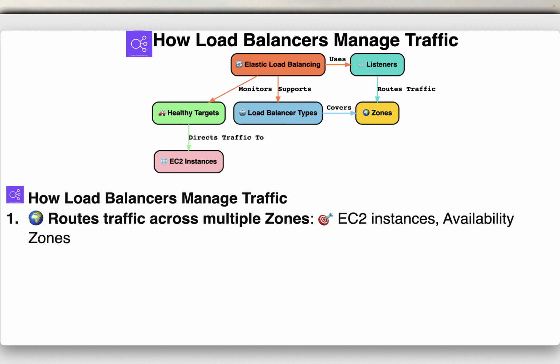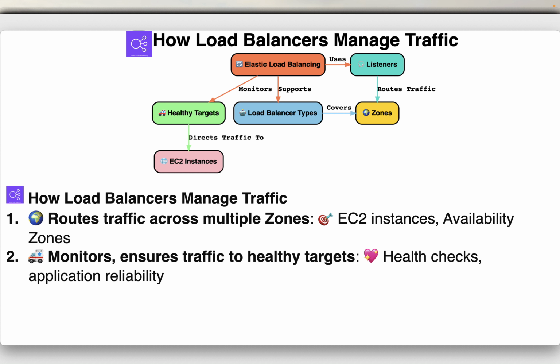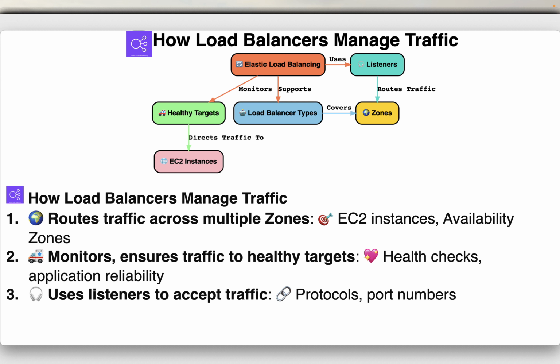First, elastic load balancing efficiently distributes incoming client traffic among registered targets like EC2 instances in various availability zones. It constantly checks the health of registered targets to route traffic only to those that are healthy, enhancing the reliability. Then third, it is configured with specific protocols and port numbers.